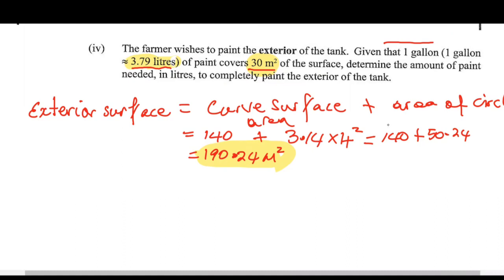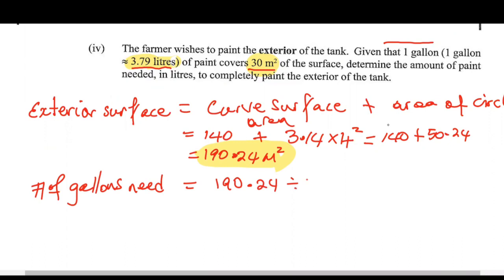All right, so let us find the number of gallons. The number of gallons needed will equal 190.24 divided by 30, because 1 gallon can cover 30. So 190.24 divided by 30, and it's telling me that I actually need 6.34 gallons. That's the amount that I need of paint.